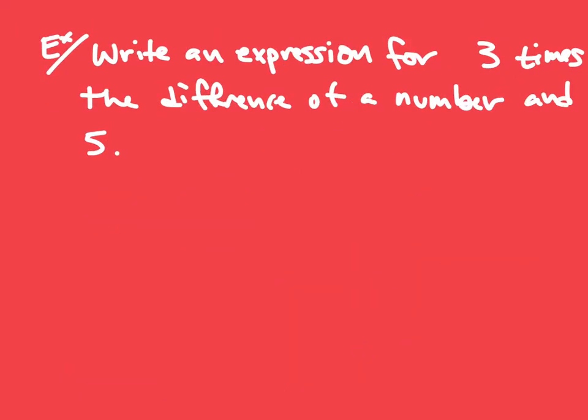So here it would say, write an expression for 3 times the difference of a number and 5. What I want to make sure I do first is take the difference of a number and 5 and then multiply it by 3. So I would write that as 3 parentheses, and we'll use m minus 5. That's how I would write this phrase using this information.